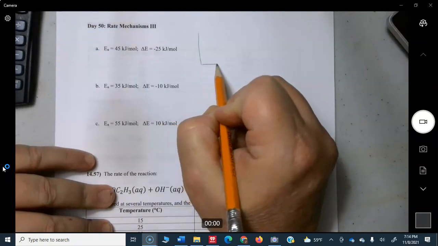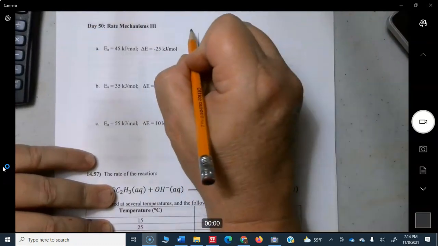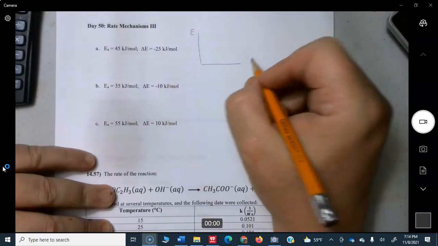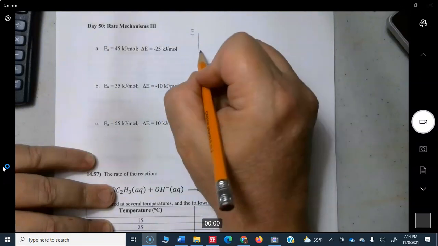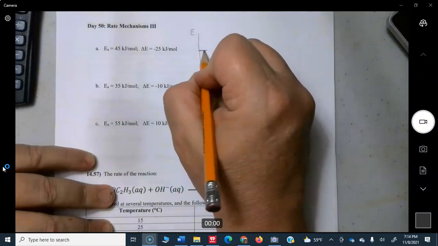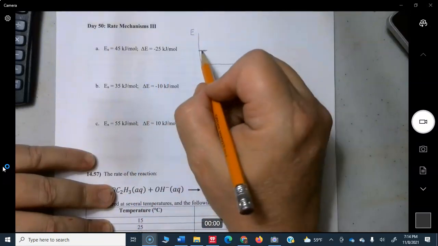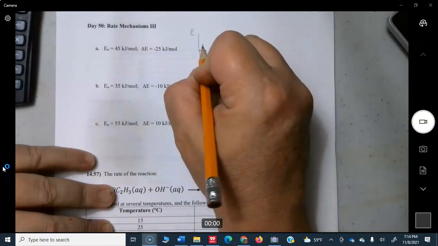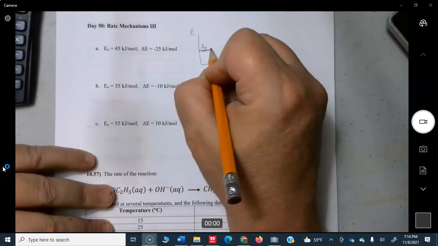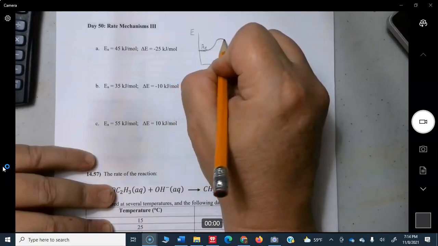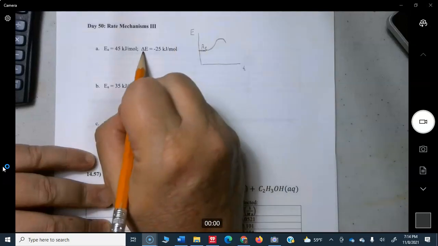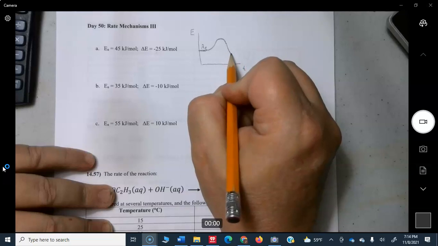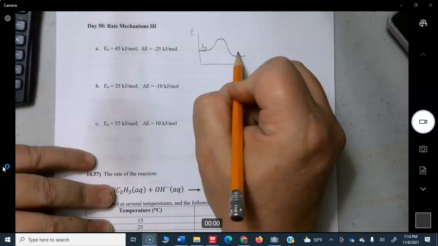It just has to be a little sketch here. So energy is on this axis and time is on this axis. And remember what the energy diagram looks like. It's going to start here with some reactants, we'll just call it RE. It's going to go up and then it's going to come down. Now, if the change in energy is negative, that means it's exothermic, so it's going to come down to a lower energy than it started right there. And this is products.